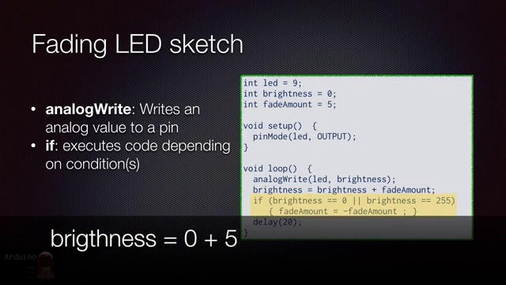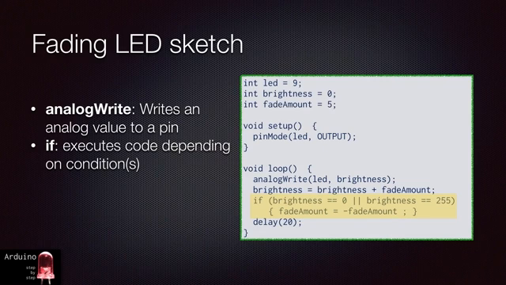Next, we use a control structure to determine if we have reached a limit for the brightness, either the low limit, 0, or the upper limit, 255. If we have, then we switch the sign of the fadeAmount variable. The effect is that if the LED was becoming brighter because the fade amount was positive, then once it reaches its brightest setting, when brightness equals 255, then fadeAmount will be changed to its negative, -5, and brightness will start moving towards 0.